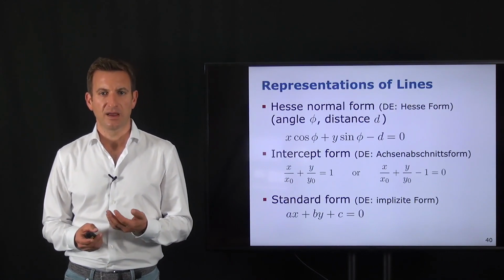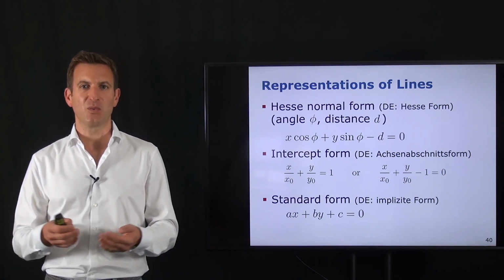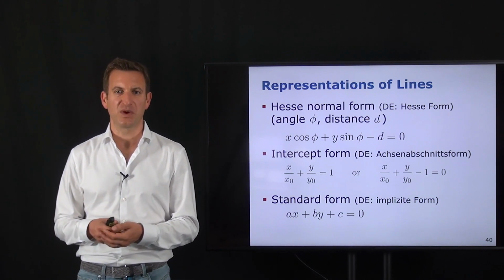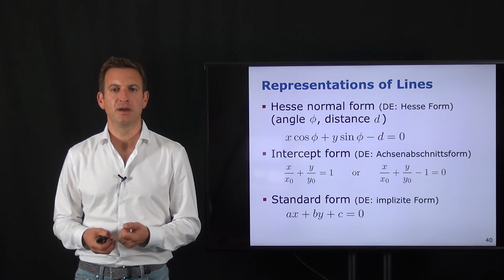We can have different ways of representing lines, how we do this in the Euclidean world. Depending on where you went to school, you have seen different ways of doing this. The first prominent example is the so-called Hesse normal form.